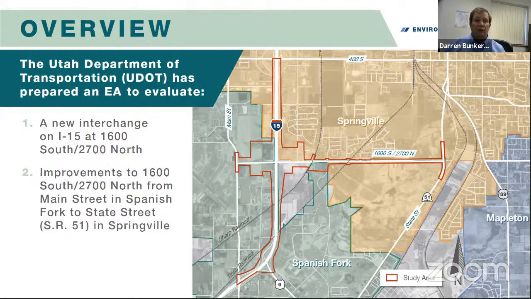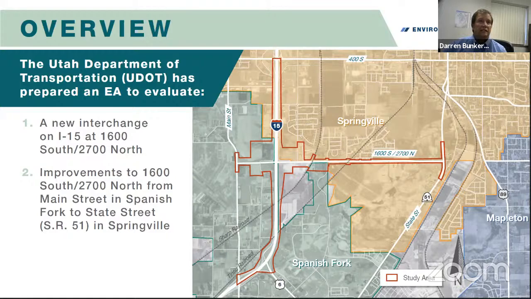Give you a little bit of an overview here of this process. UDOT has prepared an environmental assessment, or an EA, in part to comply with the National Environmental Policy Act. And during this process, we want to evaluate a new interchange, or the possibility of one, in the Springville and Spanish Fork area at 1600 South and 2700 North. Along with that, we will be looking at improvements along the 1600 South, 2700 North corridor, which I'll refer to from this point on just as the corridor.